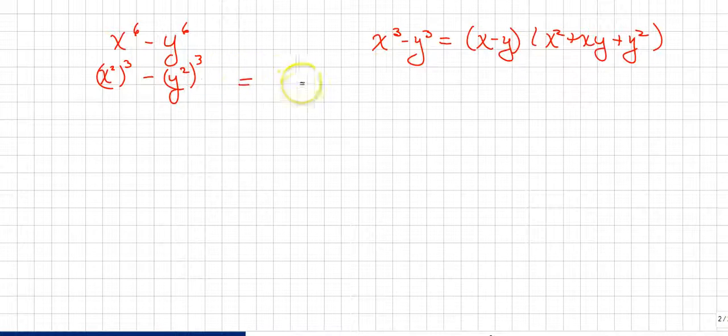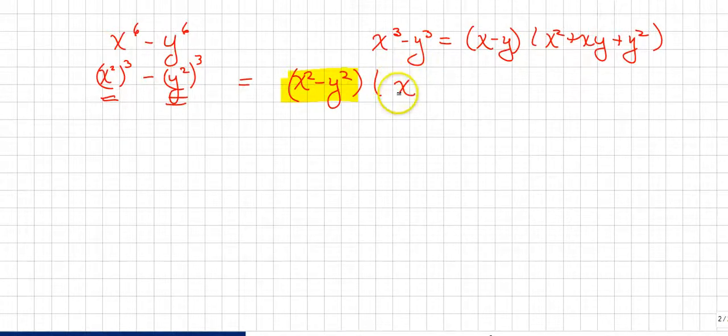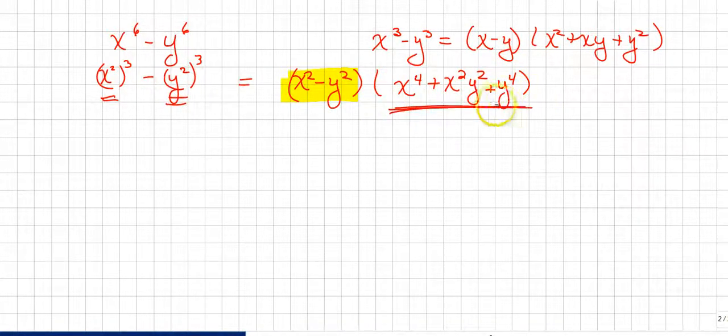So this will factor into x squared minus y squared. You take the first and the second, and then focusing just on this binomial to get the rest of it, you square the first term, so that's x to the 4th. You write down the product of those two terms in yellow, and then you square the second term of the binomial, which is y to the 4th, and that's plus.